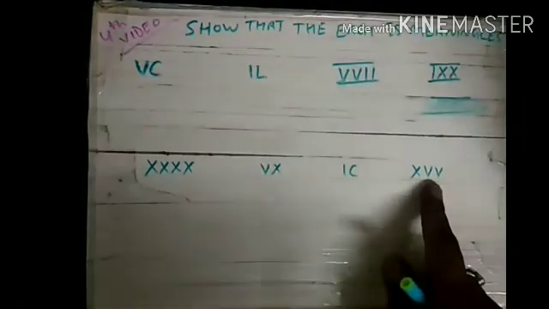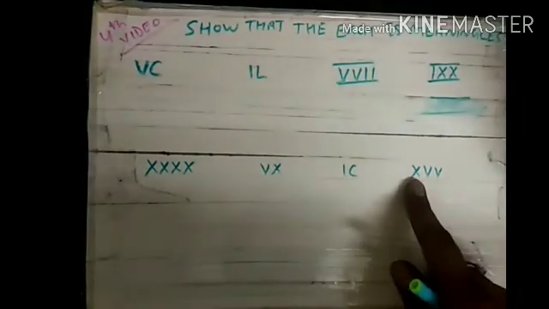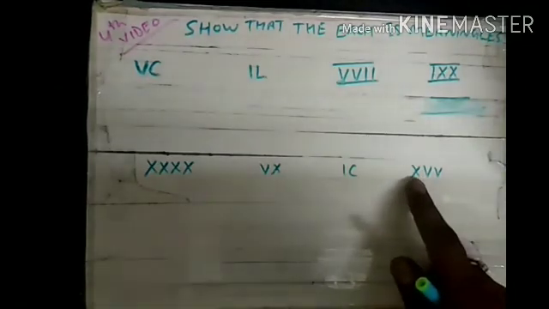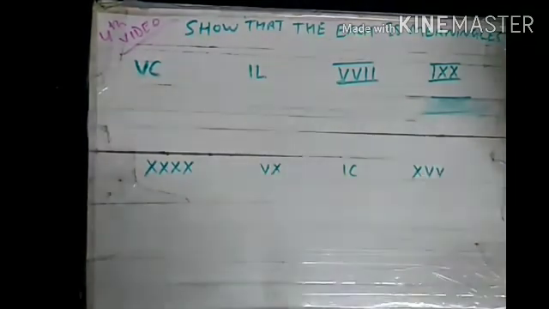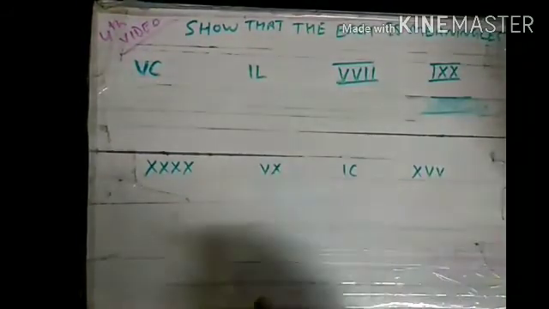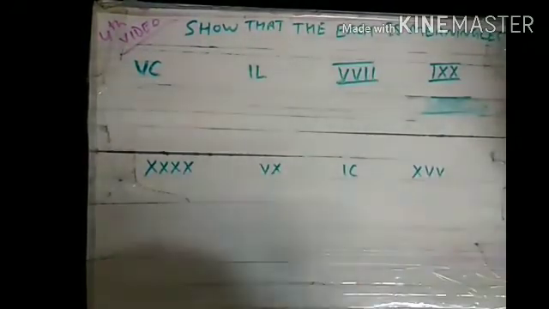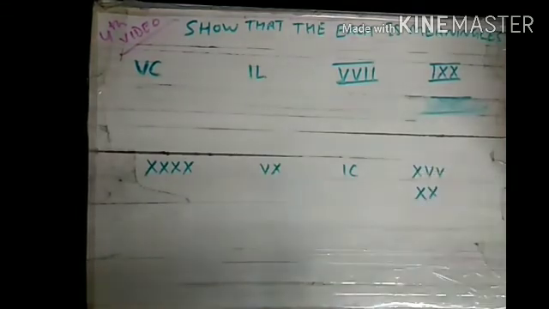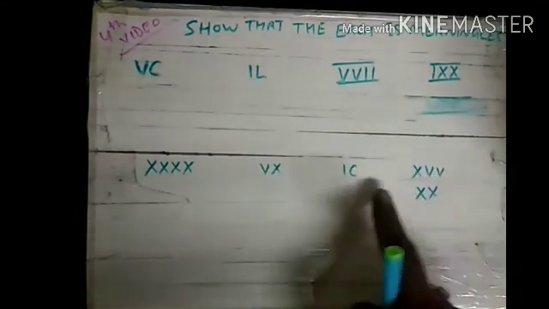Now XVV. It means X 10, V 5, V 5. It means 20. So it is wrong. As we know, V is never repeated. So the correct form to write 20 will be this. So it is wrong.